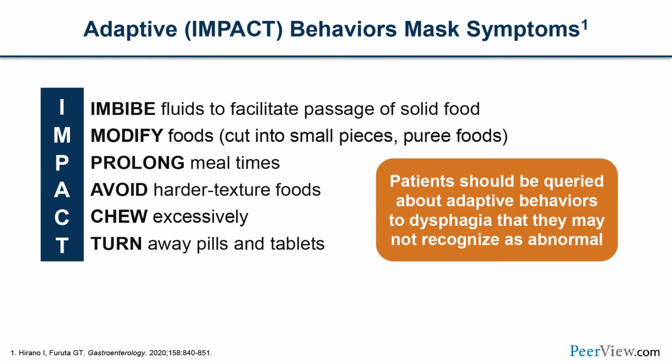So their I is for imbibe. You can ask people whether they are drinking a lot of fluids with every bite to get the bites to go down. M is for modify. Are they modifying their foods, cutting them into tiny pieces, pureeing them, chewing really thoroughly, prolonging, for P, their meal times? Are they avoiding harder texture foods? Are they chewing excessively? And do they turn away pills and tablets?